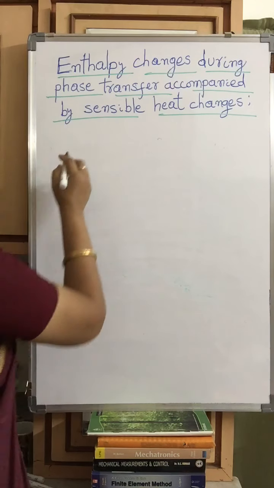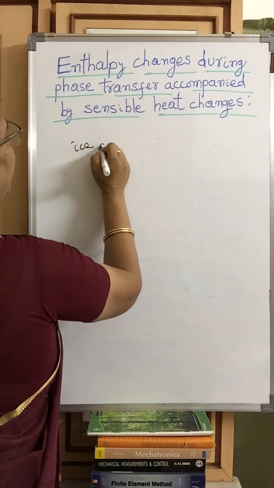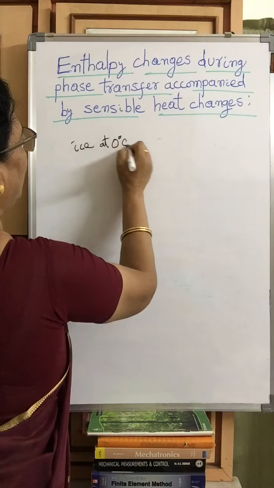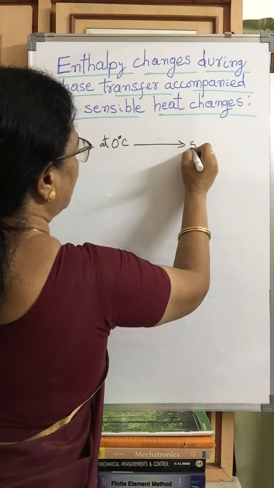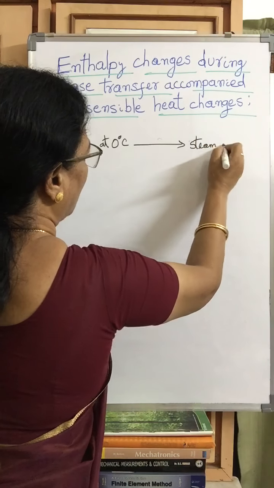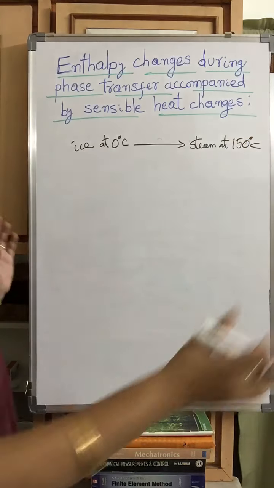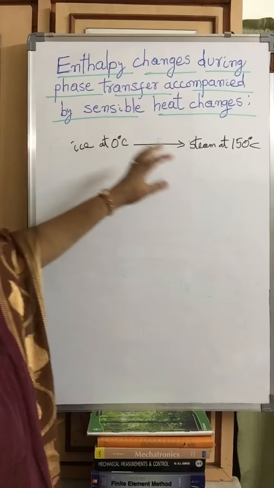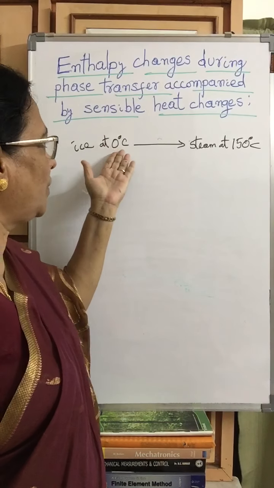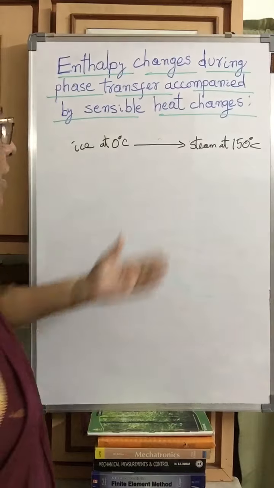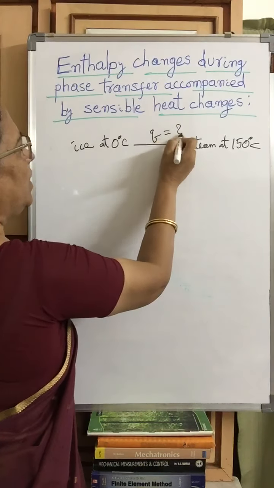Okay, so consider ice at 0 degrees centigrade converting to steam. Shall we take steam at 150 degrees centigrade? Such a big case we are taking here. We want to change ice at 0 to steam at 150. Then what is the enthalpy change, or what is the amount of heat to be supplied?